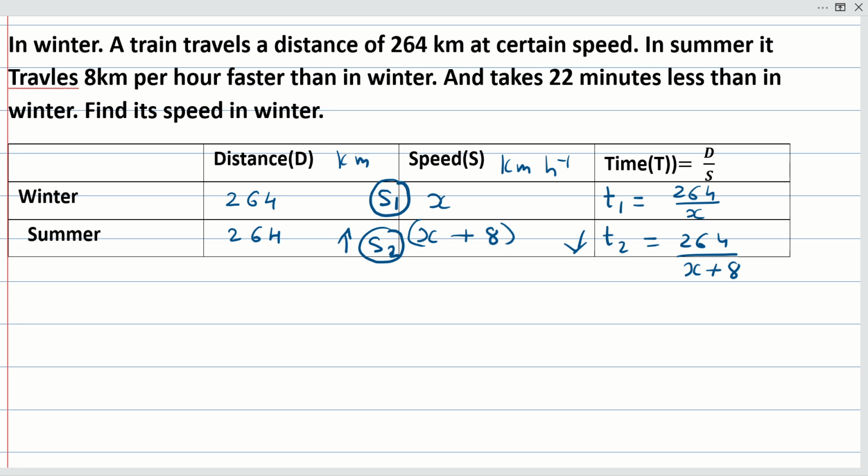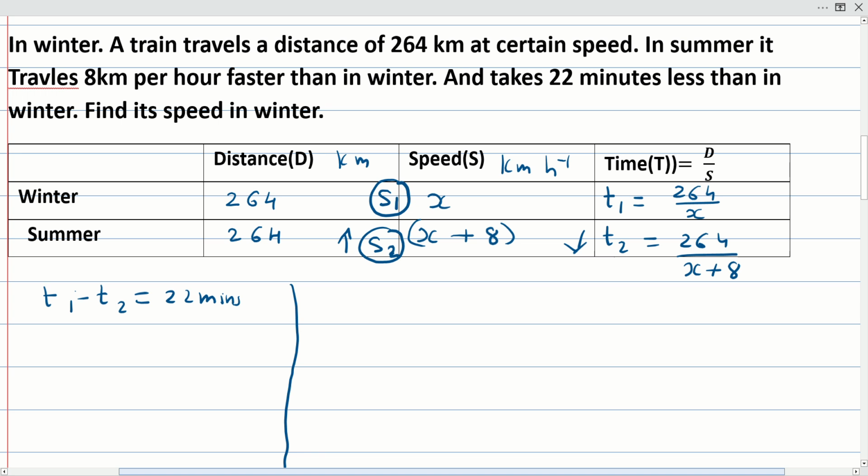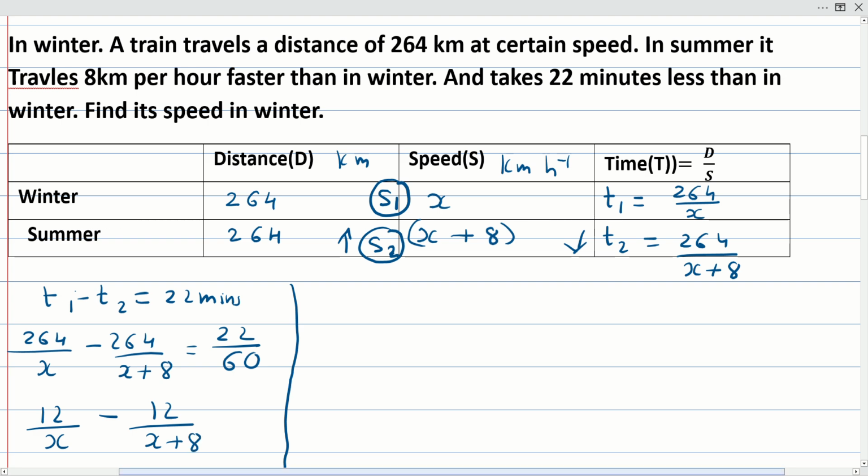So the expression becomes, let us write in this format, T1 minus T2. The difference of the time is 22 minutes. So let us substitute the values. 264 upon x minus 264 upon x plus 8 is equal to, let us convert minutes into hours. Let us divide the numerator by 22. So it comes to 12 upon x minus 12 upon x plus 8 is equal to 1 upon 60.